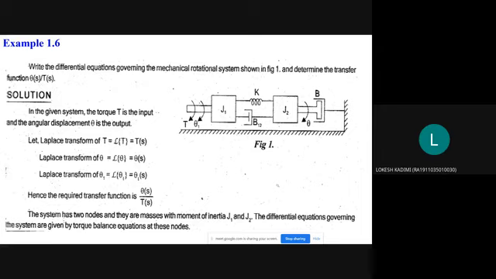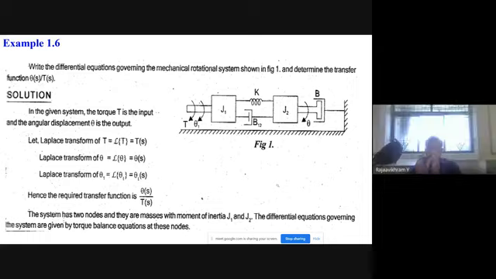Sir, in yesterday's assignment we took the free body diagram of the dashpot also. So in this question, why haven't we considered that? Which one? The dashpot. Yeah, the dashpot. Why haven't we drawn the free body diagram of the dashpot in this previous example?